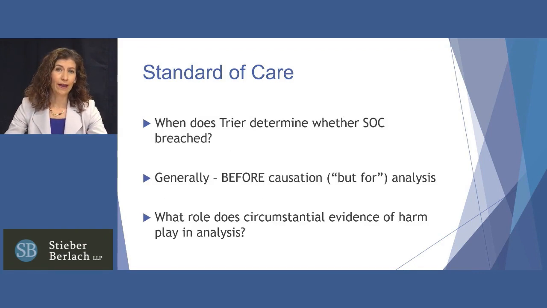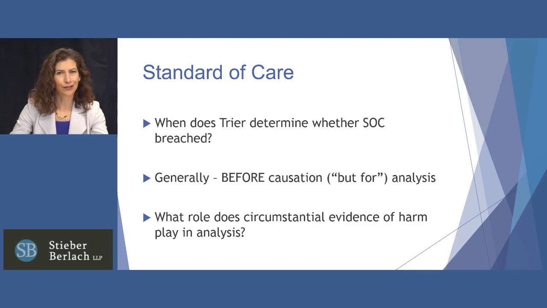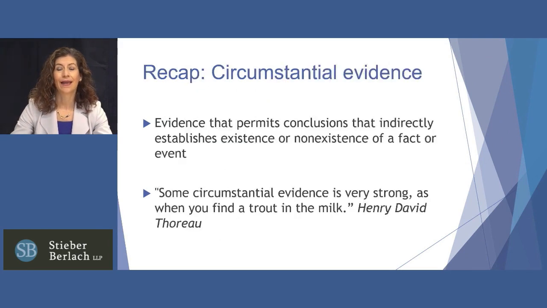Now, in terms of when a trier of fact should be determining whether the standard of care was breached, generally you're supposed to do that analysis before looking at the causation part of the negligence test. So before getting to the "but for" question of whether this breach of the standard of care caused the damage, you're already supposed to have determined whether the standard of care has been breached. What we'll be discussing a little further today is what role circumstantial evidence of harm plays in the analysis. So let's take a moment to review what circumstantial evidence is.